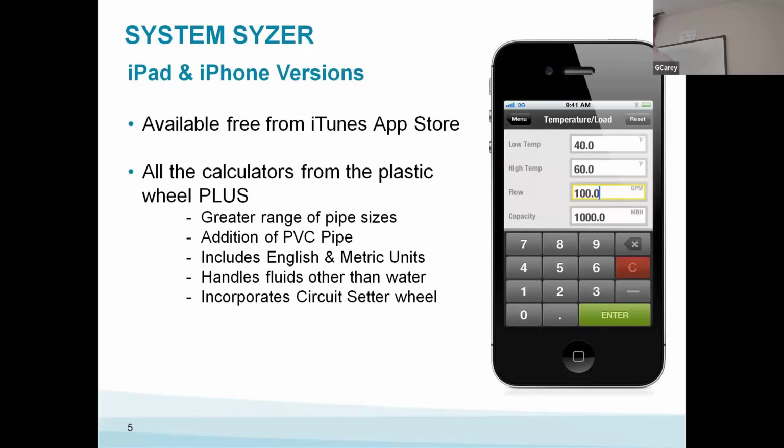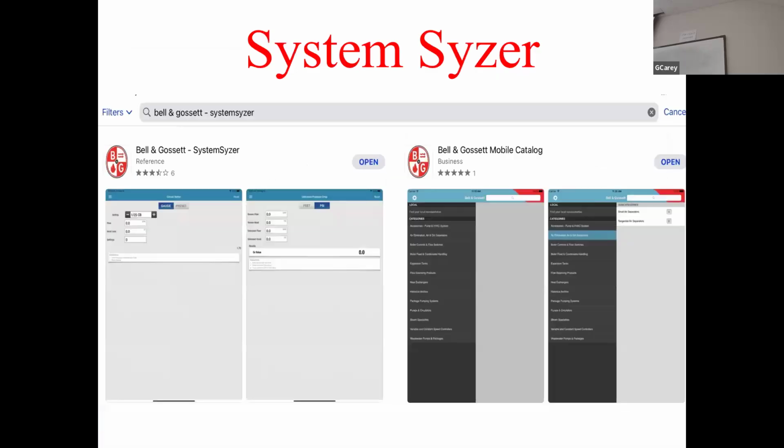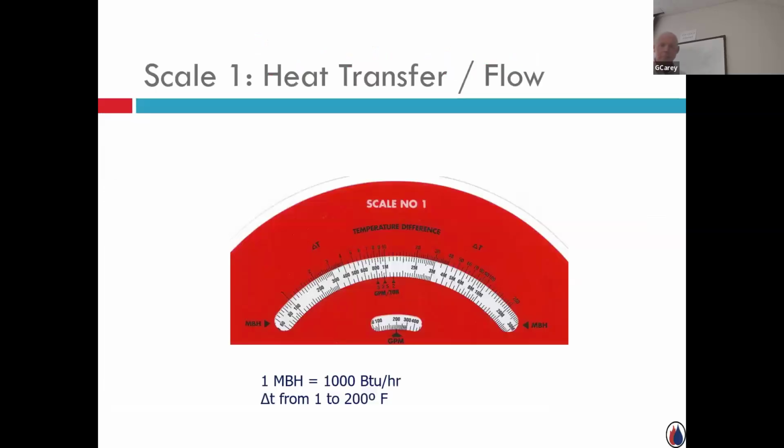Like everything else today, there's an app for that. So there's an app for the system sizer, the Bell and Gossett system sizer. You go to the App Store, type in Bell and Gossett, and it would pop up. You get 2 things: system sizer in the catalog and the mobile catalog, but just download the system sizer.